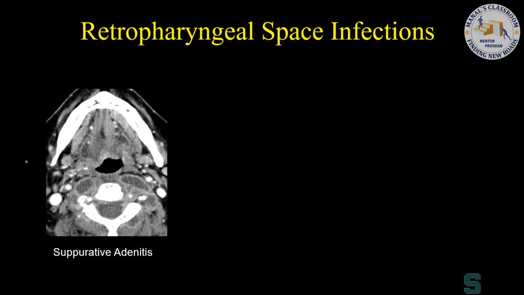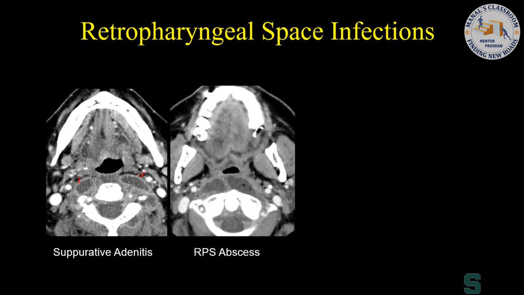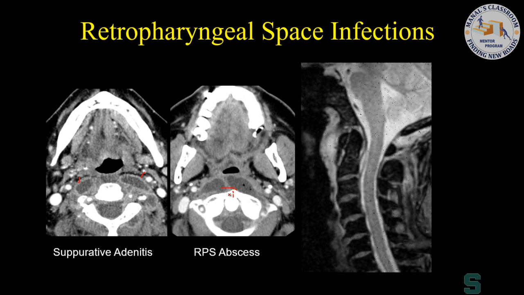Now this is the natural progression of a retropharyngeal space infection. So this is what? This is suppurative adenitis. Everyone see that? So it's not an abscess, but this is pus involving both lymph nodes. If this continues to get bigger and bigger, all of this pus can extend into the retropharyngeal space as it is here. Now, here's a retropharyngeal space, and what's directly posterior to the retropharyngeal space? Spine, right? So this is infection involving the retropharyngeal space.